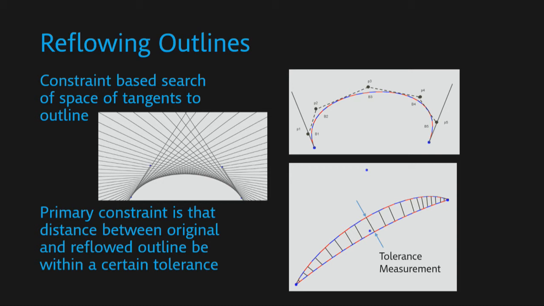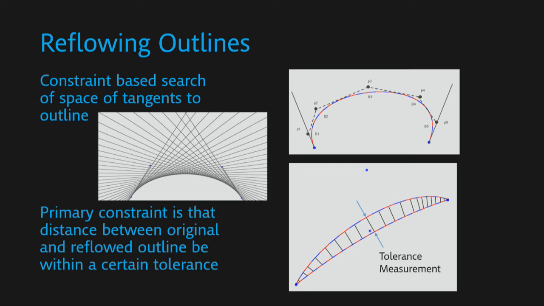And where those tangents intersect, which is shown up here on the left-hand side, those are potential places where we could put a control point. Okay? So we're going to take the original curve, which had its original control points, we're going to find these intersections, and then we're going to find the best intersection to give us the closest approximation to the curve.